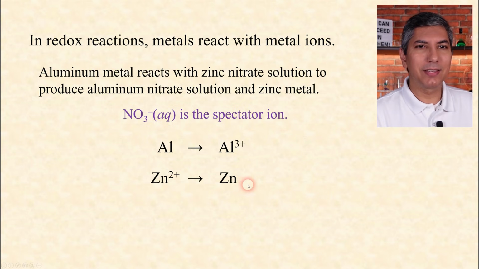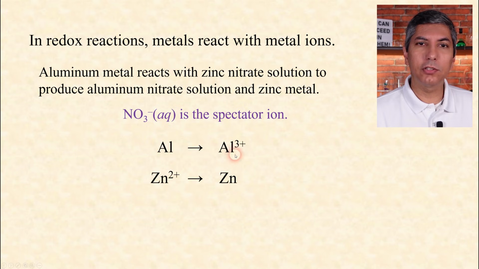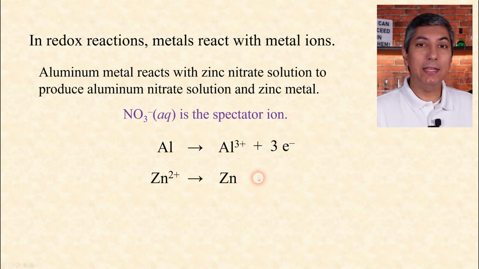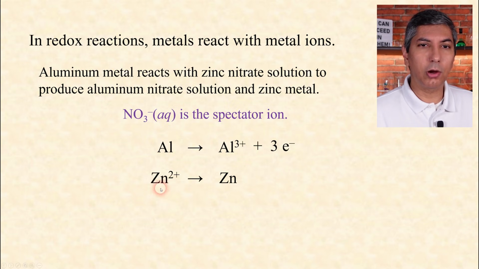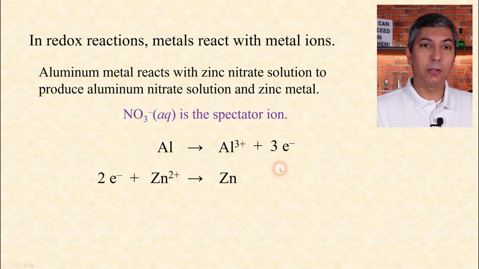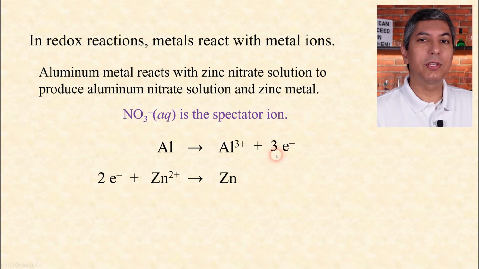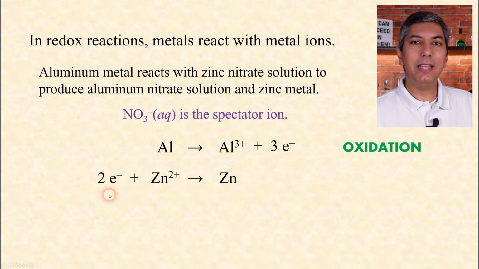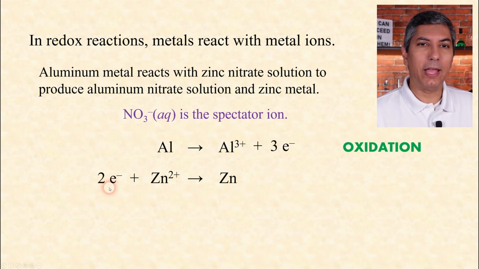We need to balance these half reactions. In the first half reaction, we can balance the charge by adding 3 electrons to the right side. And in the second half reaction, we balance the charge by adding 2 electrons to the left side. Notice that in the first half reaction, we're losing electrons. So this is called oxidation. In the second half reaction, we're gaining electrons, which is called reduction.